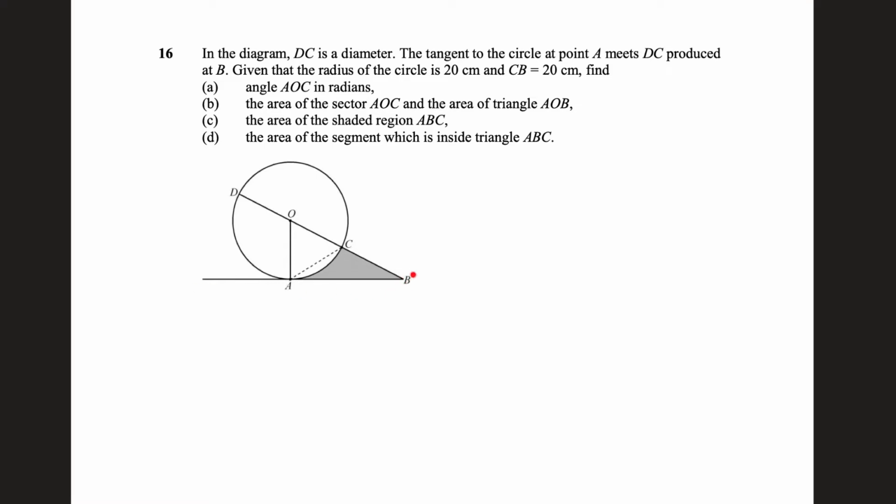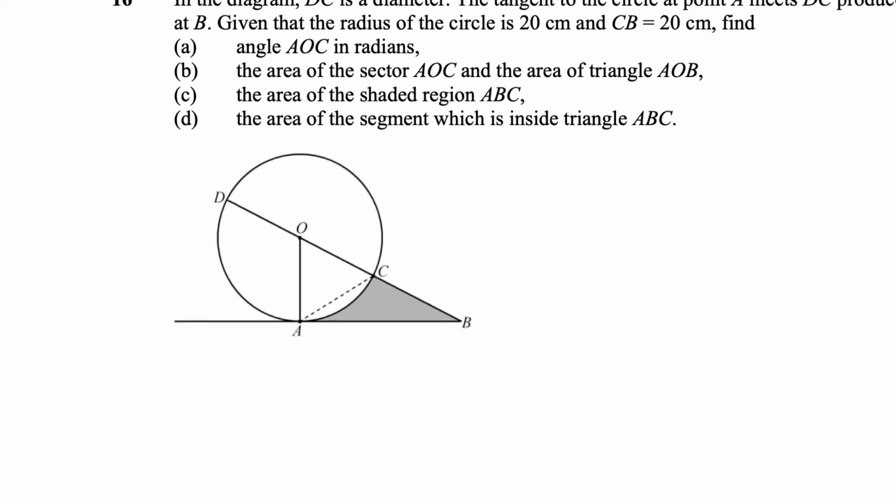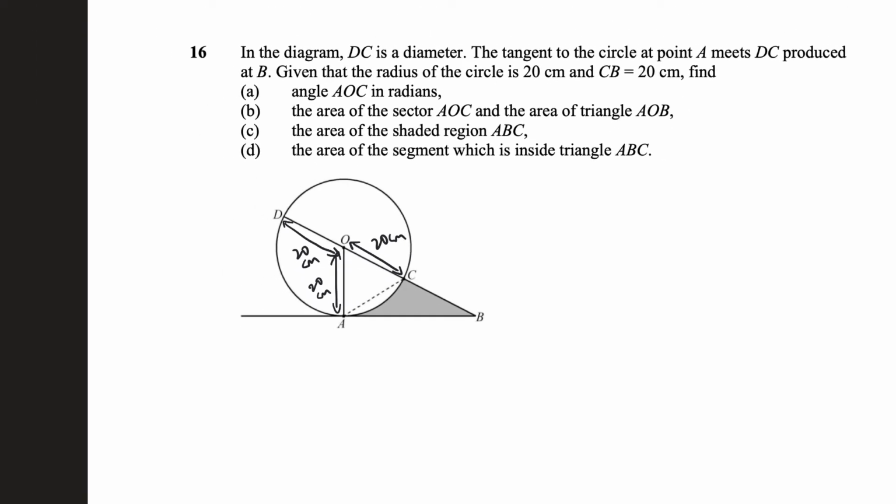They meet at B. And given that the radius of this circle is 20 cm, let me just label that quickly. So this is 20, and that also tells me this is 20, and this is 20. I just like to label it in case I need it later. And it tells me that CB is 20 cm as well, so I should label that. CB is 20 cm.